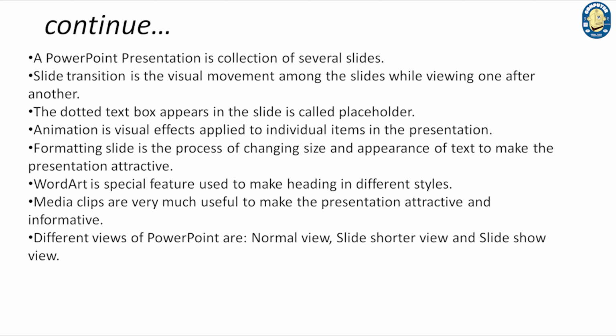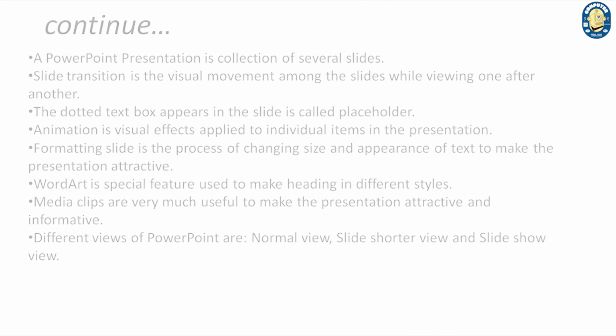Animation is visual effects applied to individual items in the presentation. Formatting slide is the process of changing size and appearance of text to make the presentation attractive. Word art is a special feature used to make headings in different styles. Media clips are very useful to make the presentation attractive and informative. Different views of PowerPoint are normal view, slide sorter view and slideshow view.